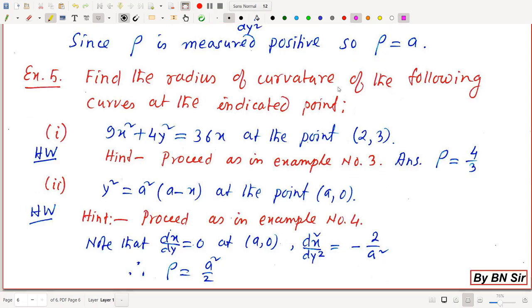Example number 5. Find the radius of curvature of the following curves at the indicated point. 9x square plus 4y square equal to 36x at the point (2, 3). So this will be similar to example number 3.